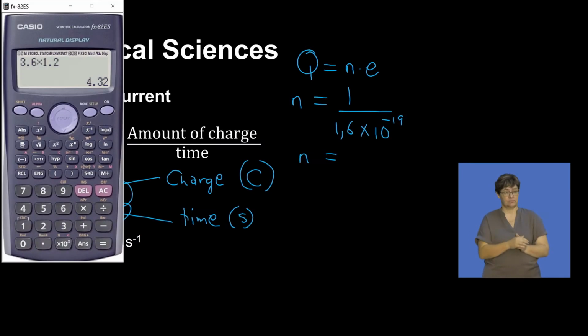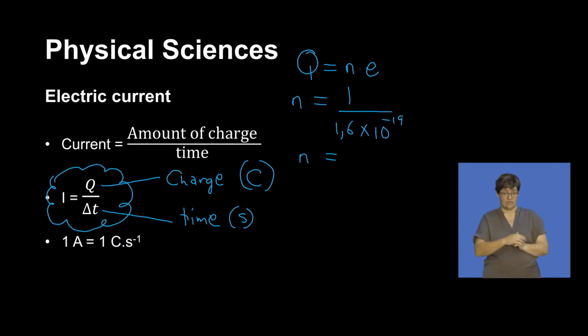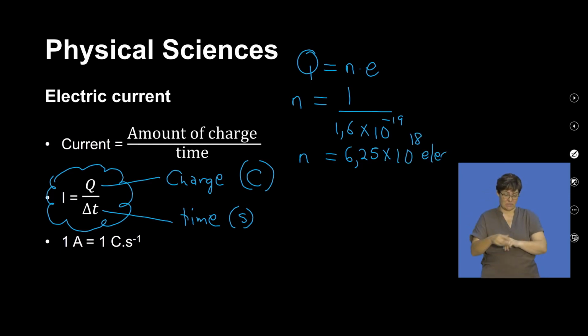So in this case, we have 1 divided by 1,6 times 10 exponent negative 19. What do we get from that? We get 6,25 times 10 exponent 18 electrons.